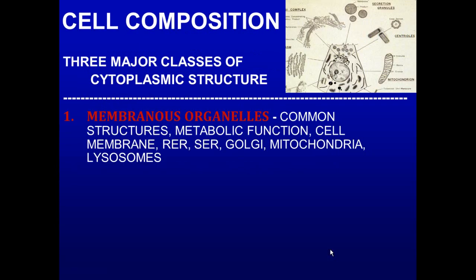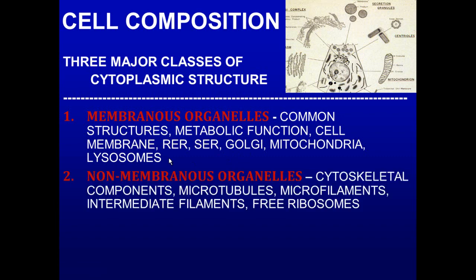Now, the cell is composed of a nucleus, as we said, the major component, and then a host of organelles: rough endoplasmic reticulum, mitochondria, Golgi apparatus, cell membrane, nuclear membrane. And there are three major classes. You've got the membranous organelles. These are common structures with a metabolic function. Cells can't live without them: a cell membrane, rough ER, smooth ER, mitochondria, Golgi, lysosomes. So those all contain membranes.